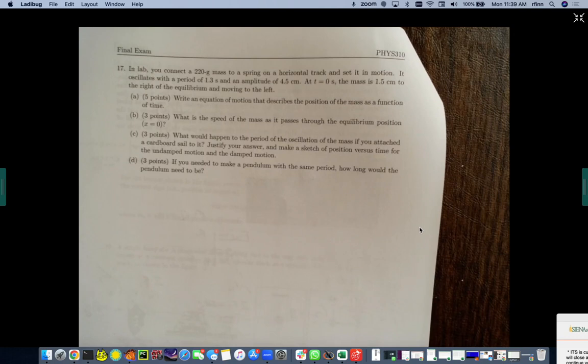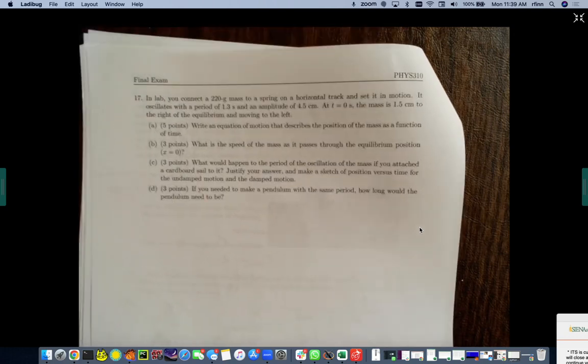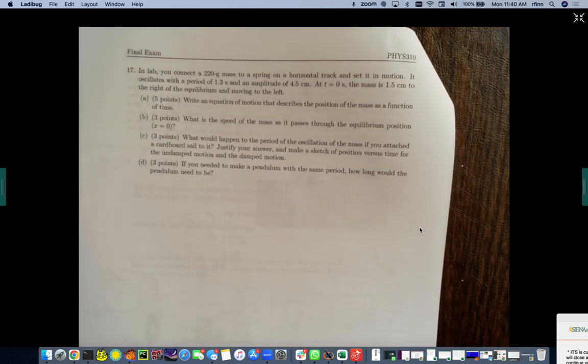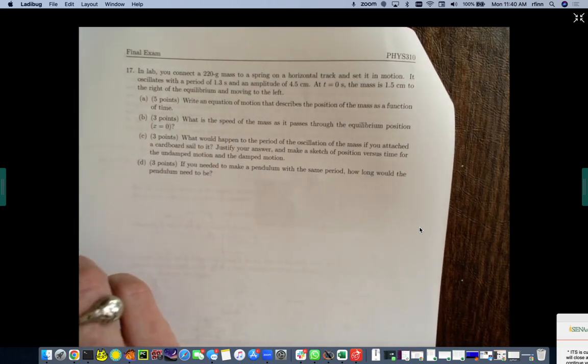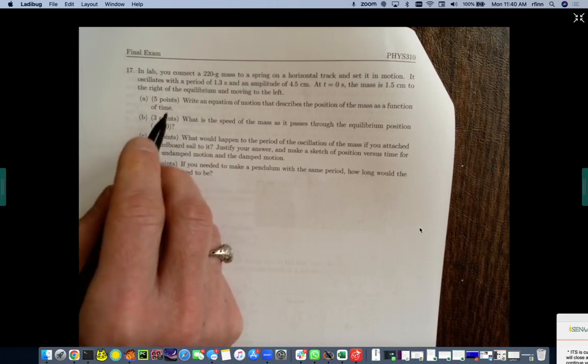Okay, I'm going to solve this. This is basically a problem from general physics. It's a mass on a spring. You have to get the equation of motion and find the speed as it passes through equilibrium.